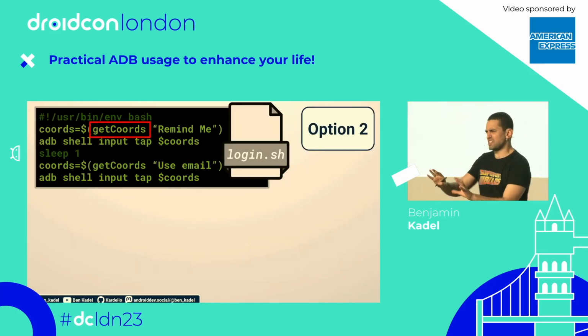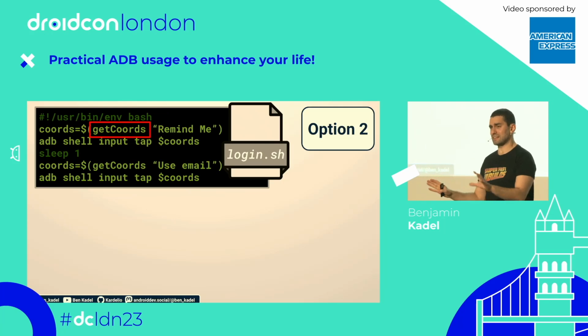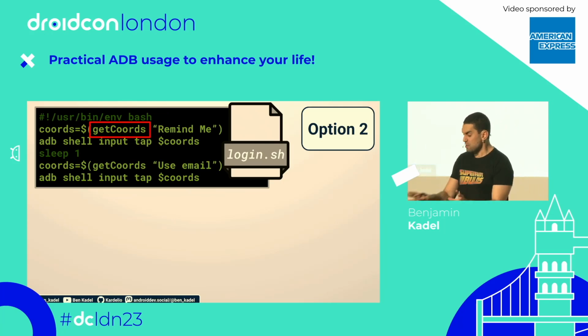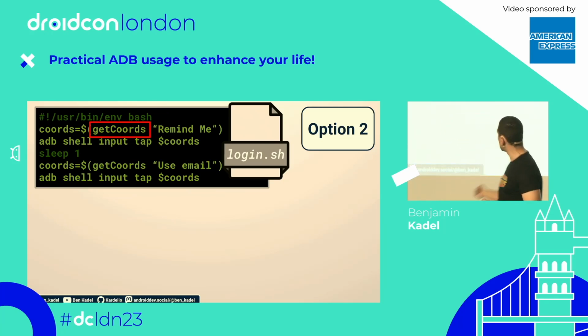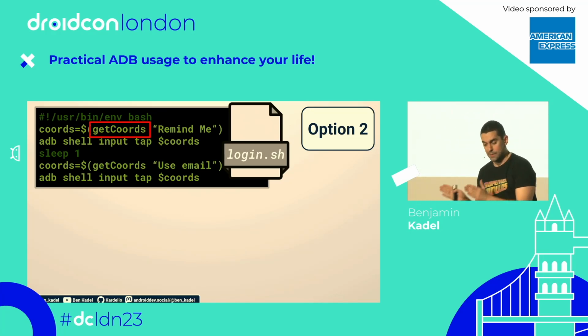In our bash script, we have this theoretical function called getCoords. I've talked very theoretically, we're going to talk implementation in a bit. It takes one string of the thing we're trying to find on screen. It does a UI automator dump. It passes through that output to find the thing. It finds the bounds, it gets the X and Y, and then we can use that X and Y coordinate in our tap event.